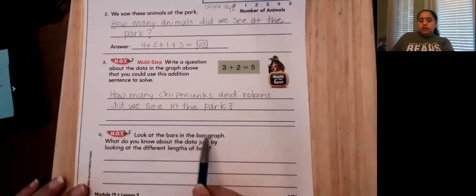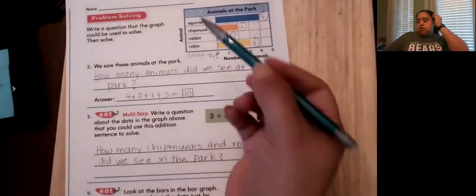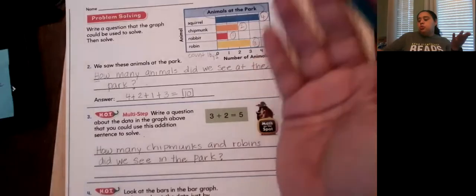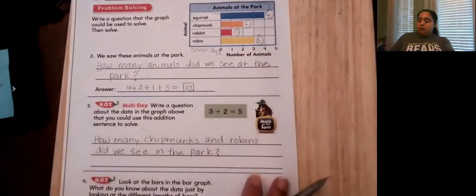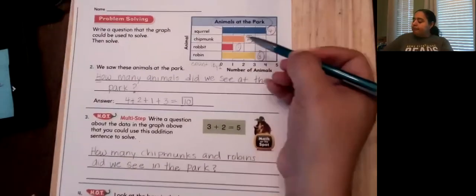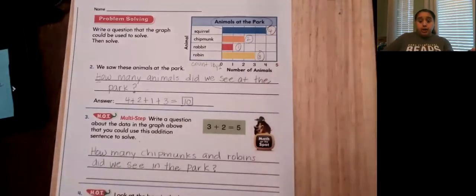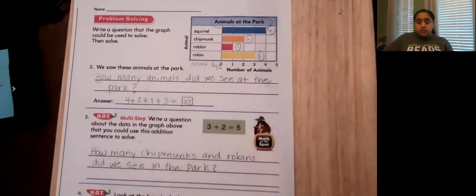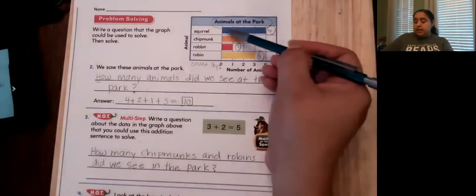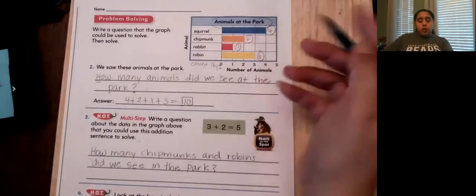Look at the bars in the bar graph. What do you know about the data just by looking at different lengths of the bar? What this question is asking you to do is tell me something that you learned from this graph or that you can see is happening in the graph. For example, I can see that squirrels were seen the most. Do you agree? Or I can see that rabbits were seen the least. Do you agree? Why? Because I see that the squirrel bar is the longest one and I see the rabbit bar is the shortest one, right?